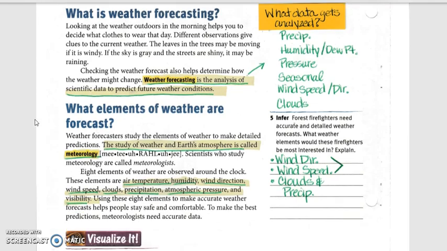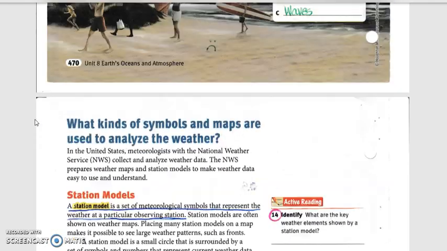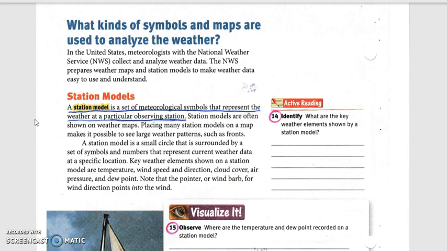All right, head down to... that stuff you don't need to worry about. Head down to the next page, and that's going to be page 474. We're going to skip all the way to 474.